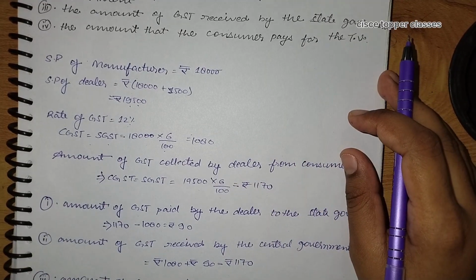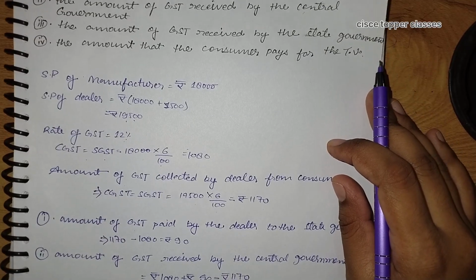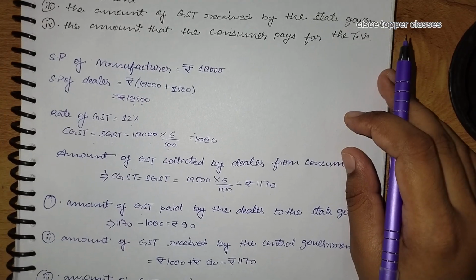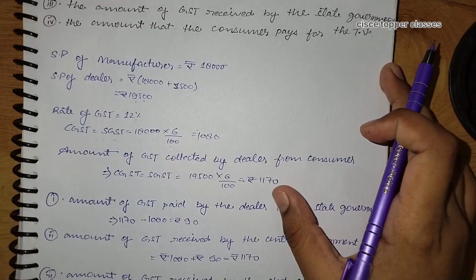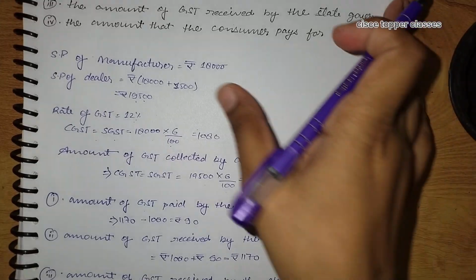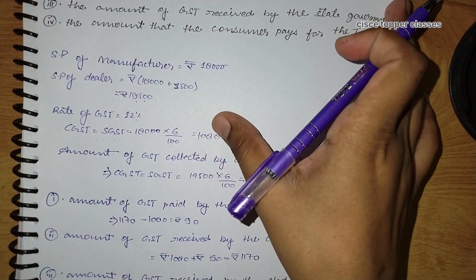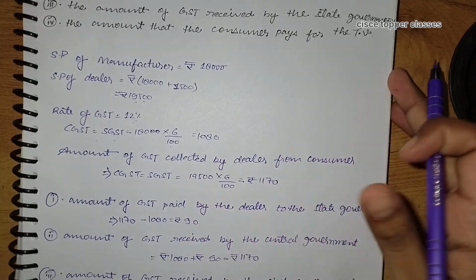If we want to write now the amount of GST paid by the dealer to the state government, this will be output GST minus input GST. Output GST is 1170, and input GST, if we see, this is 1080. So we will just subtract, we will get 90.